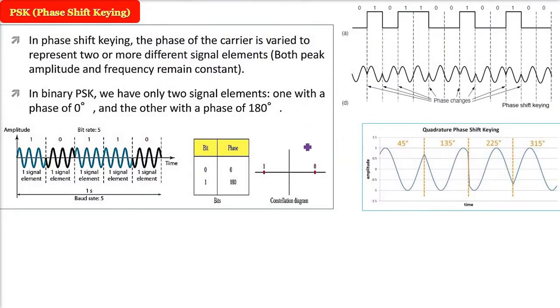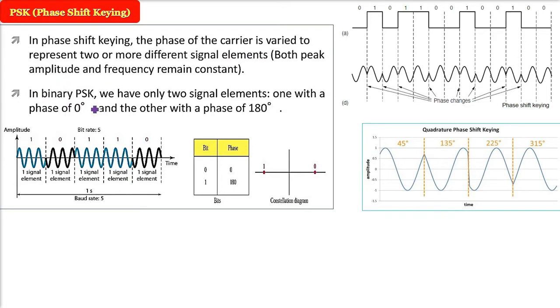Phase shift keying, PSK. Phase means angle. So when we change the angle of a wave and then represent 0 or 1 bits, binary digits, this is called PSK or phase shift keying. In phase shift keying, the phase of the carrier wave is varied, changed to represent 2 or more different signal elements. Remember, the amplitude and frequency will remain the same.